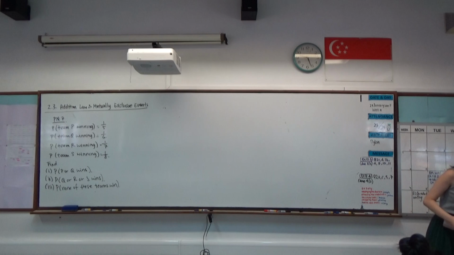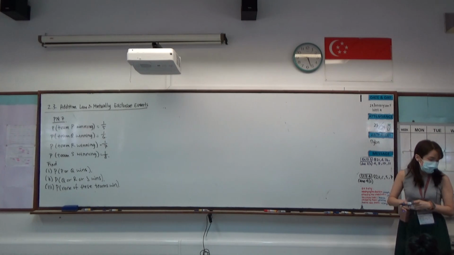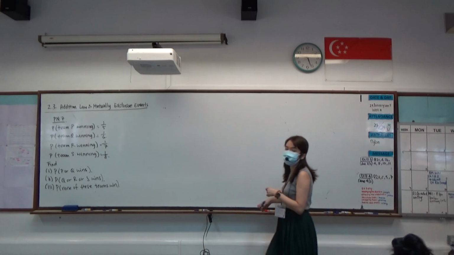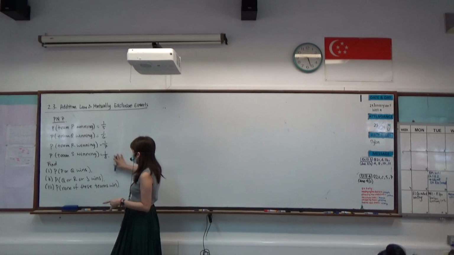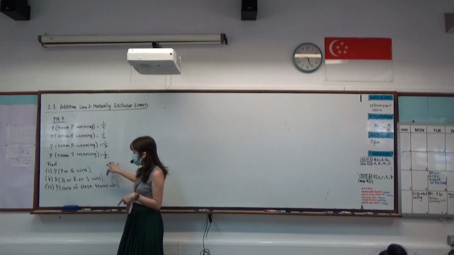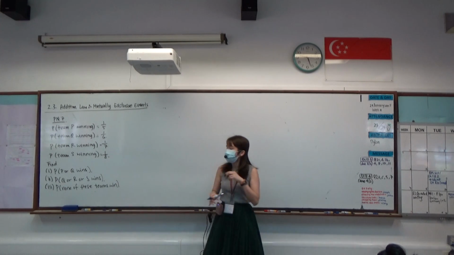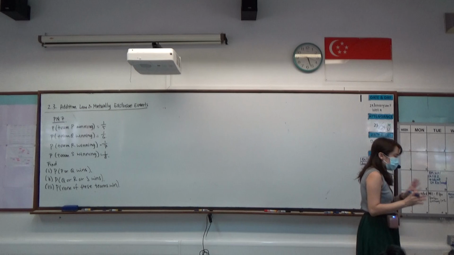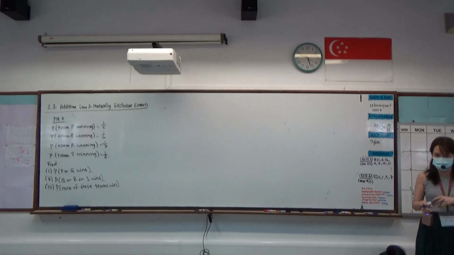Talking about some football, national football championship, whereby there are four teams and there is this probability of them winning, which is 1 over 5, 1 over 6, 1 over 7, and 1 over 8 respectively. In part I, we want to find the probability of P or Q winning.